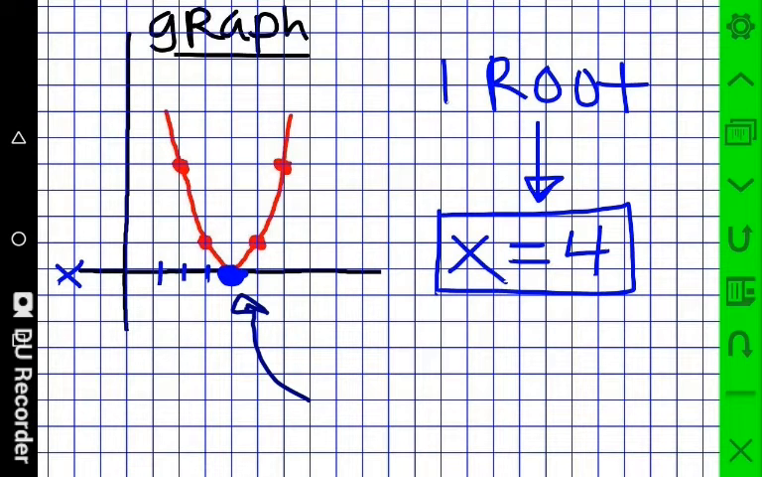That's solving by graphing. Okay, I'm going to show you different methods. There are 4 other methods we're going to go through. Graphing will be your least favorite of them all, which is why I do it first, just to get it out of the way, because it takes the longest. But it is one way to figure out the answers to a quadratic.